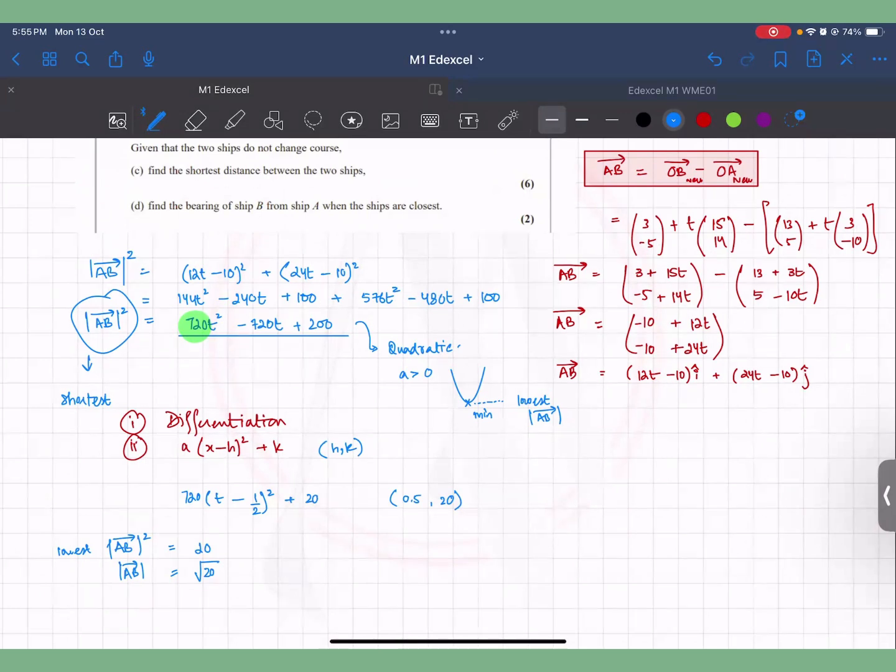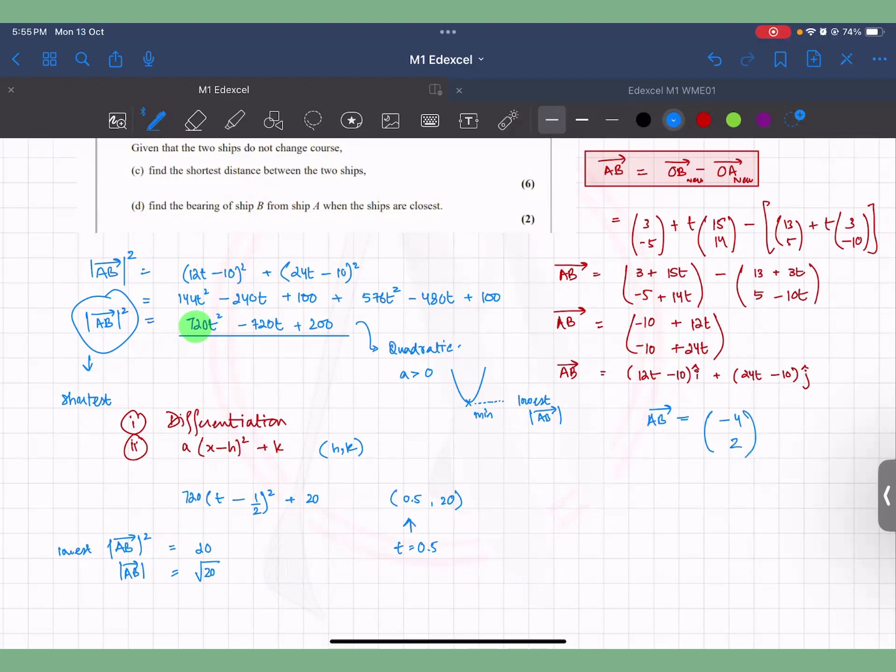The time when they are closest is 0.5. So we can use this 0.5 to get the vector between AB. 12 times 0.5 minus 2 will be 6 minus 10, which is minus 4. And 24 times 0.5 is 12, and 12 minus 10 is 2. So the AB vector is this, right? This means if you want to go from A to B, you would have to move minus 4 in x and plus 2 in y.